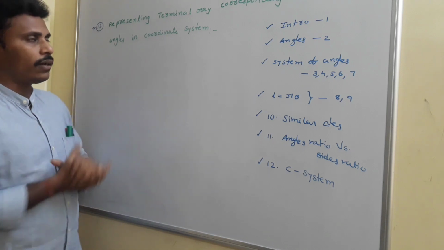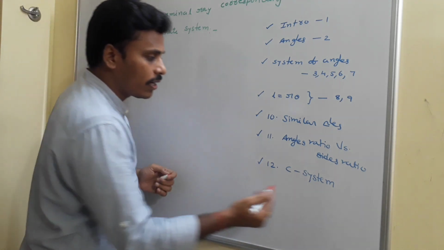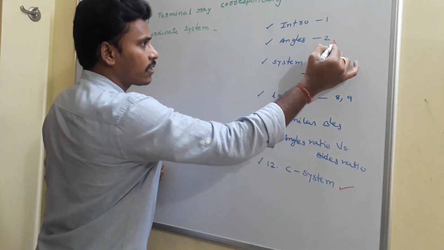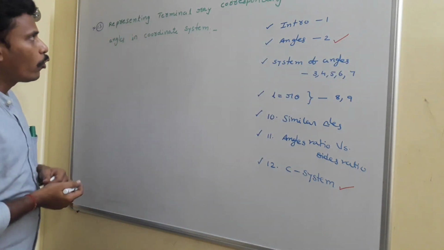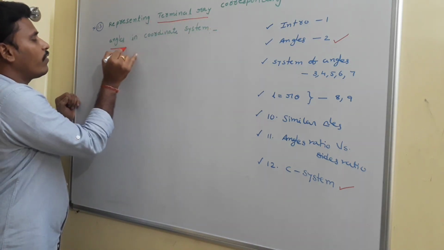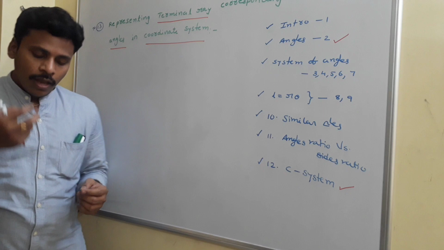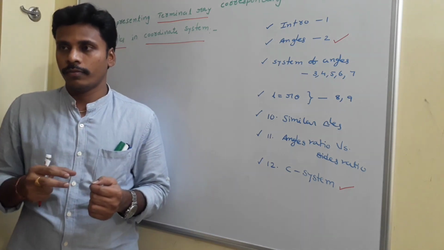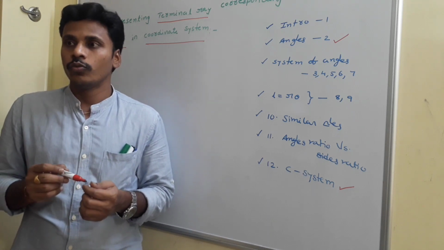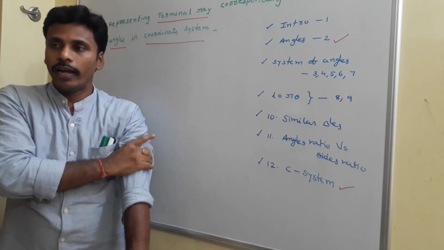Look at the heading of that 13th point. We already learnt about the coordinate system in our 12th point and about the angle in the second point, right? Now what I am going to do is represent a terminal ray corresponding to the given angles in the coordinate system. Once again, I am going to introduce representation of angles in the coordinate system. As I told you, representing an angle is nothing but representing the terminal ray.